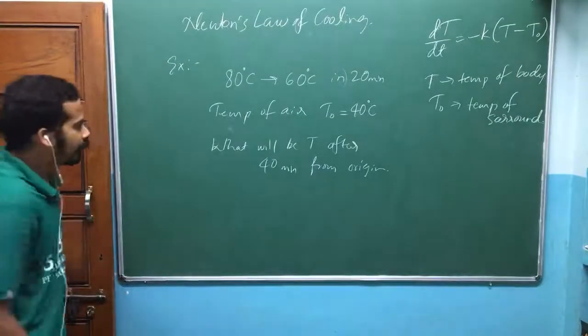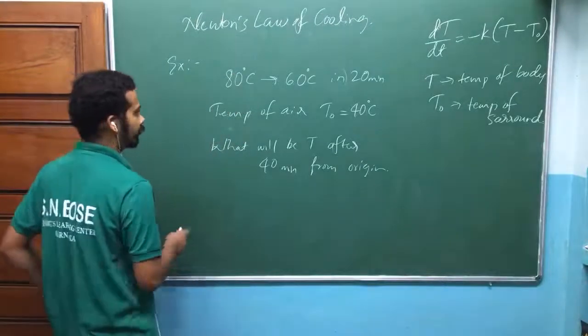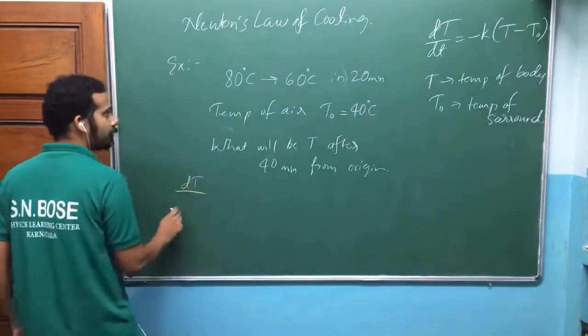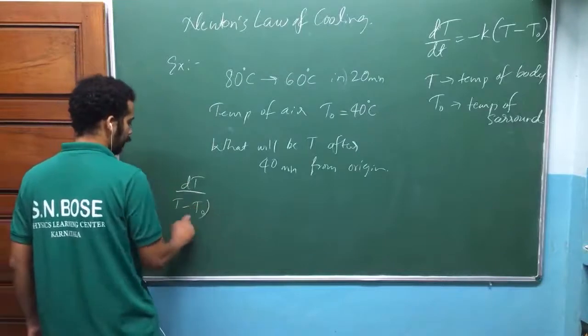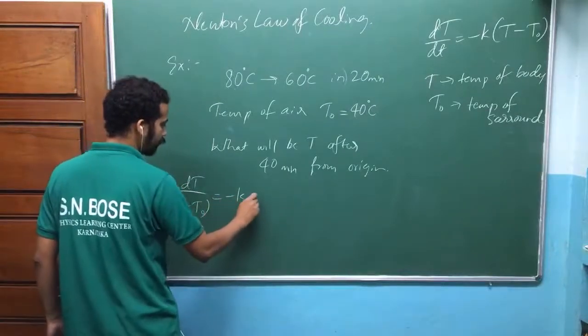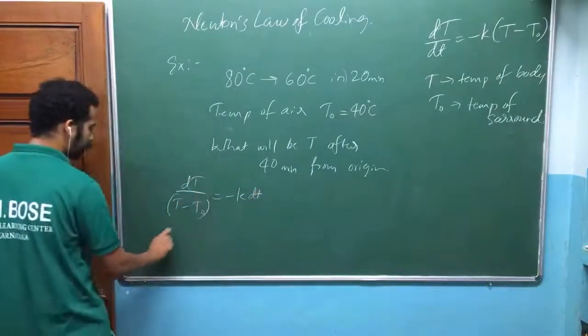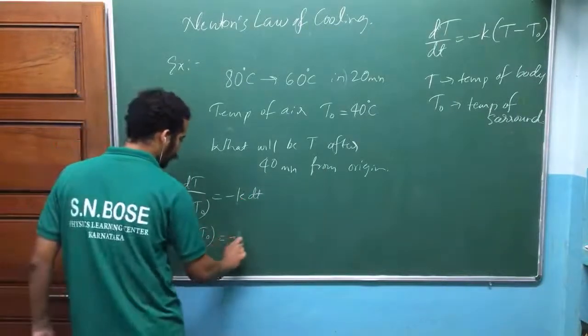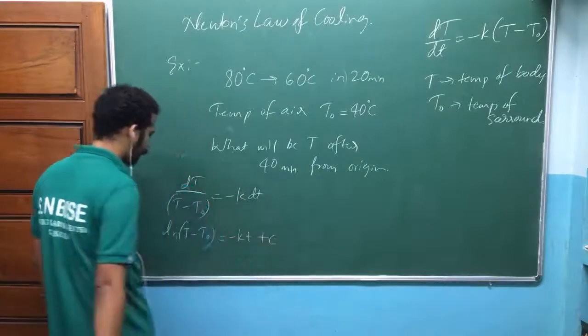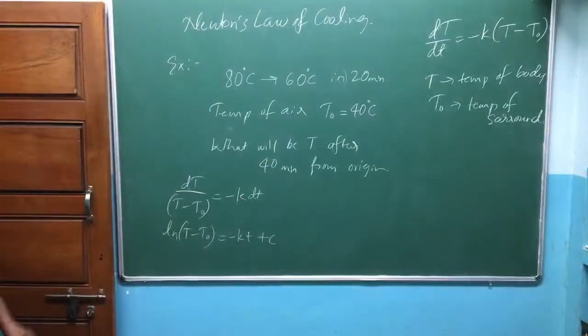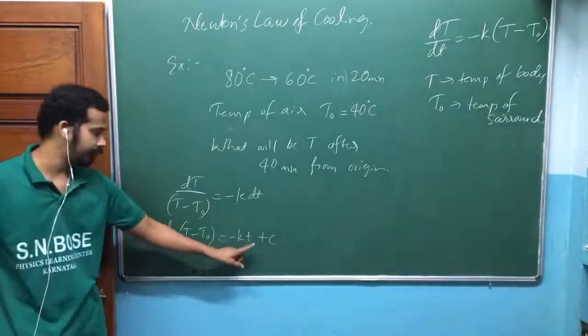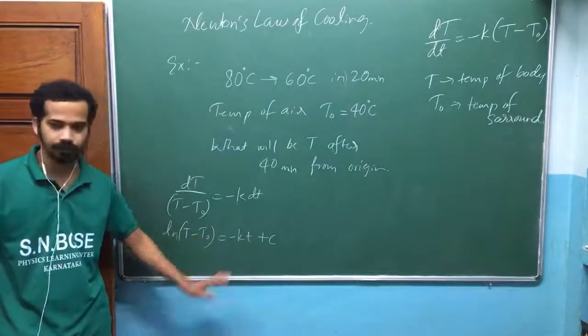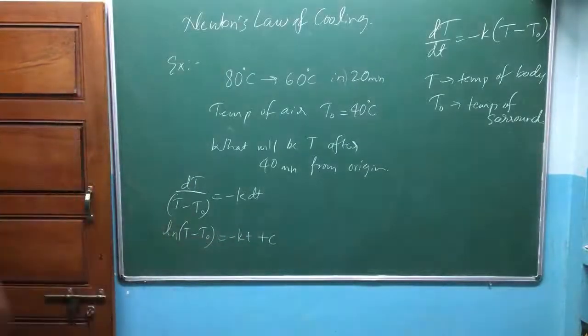Is that okay? Again we shall start solving that one. dT by (T minus T naught) is equal to minus k dt. When you solve this one, log of (T minus T naught) is equal to minus kt plus c. T naught is given. T is a function of t. This small t is a function of T. Is that okay?